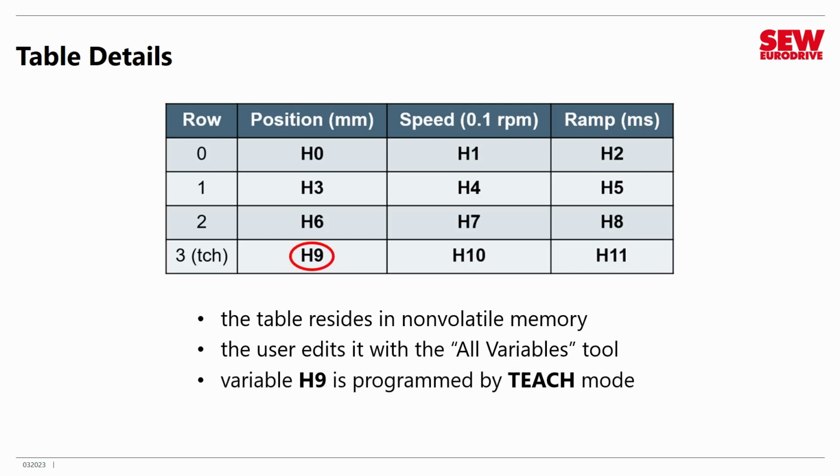Variable H9 is programmed by the teach mode. So when you go into teach mode and you trigger it, it will take the current position and put it in H9. And you should give H9 a realistic value before you've done your first teach. I usually set mine to 0, kind of the home position. You don't want to have some crazy position in there because that could cause trouble if the user has not actually done a teach yet.